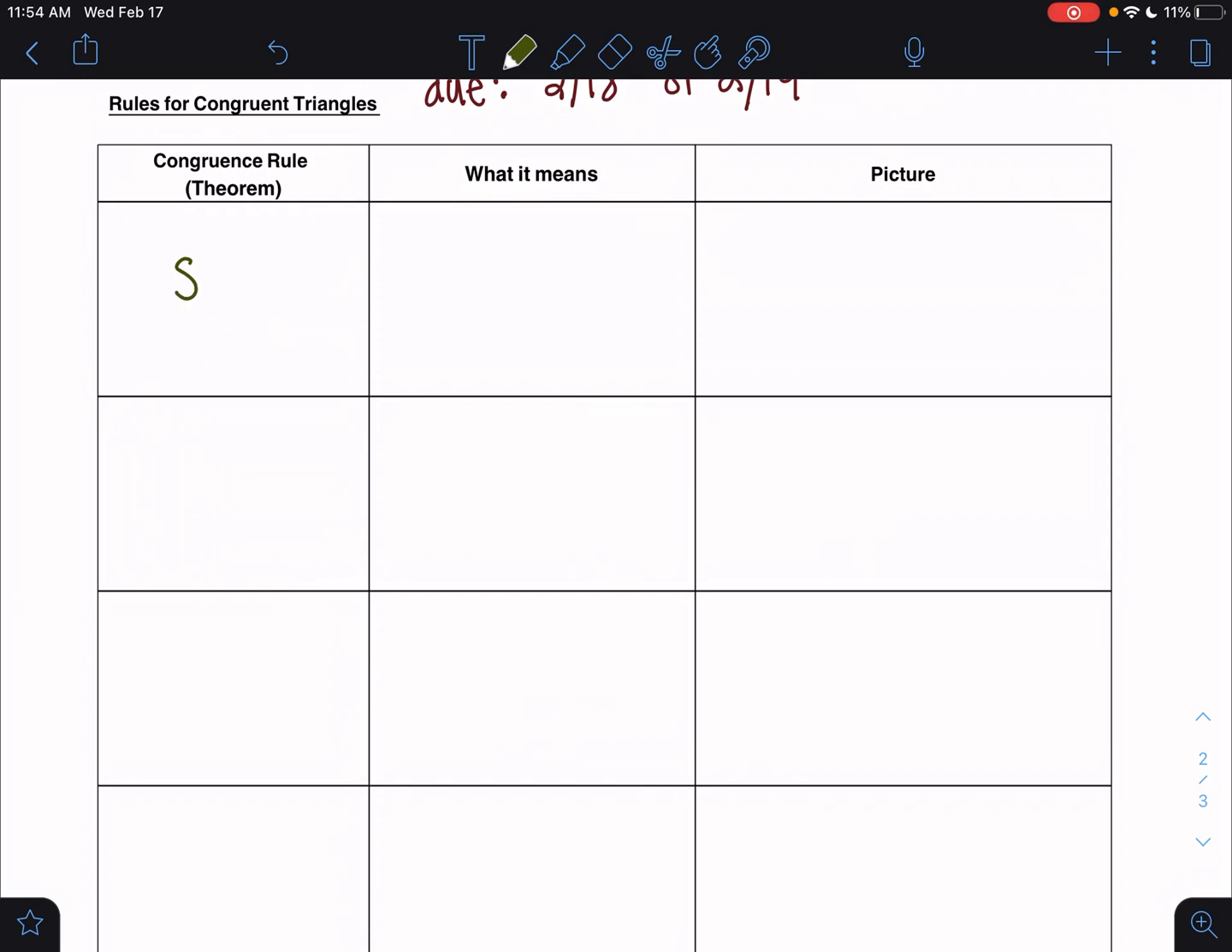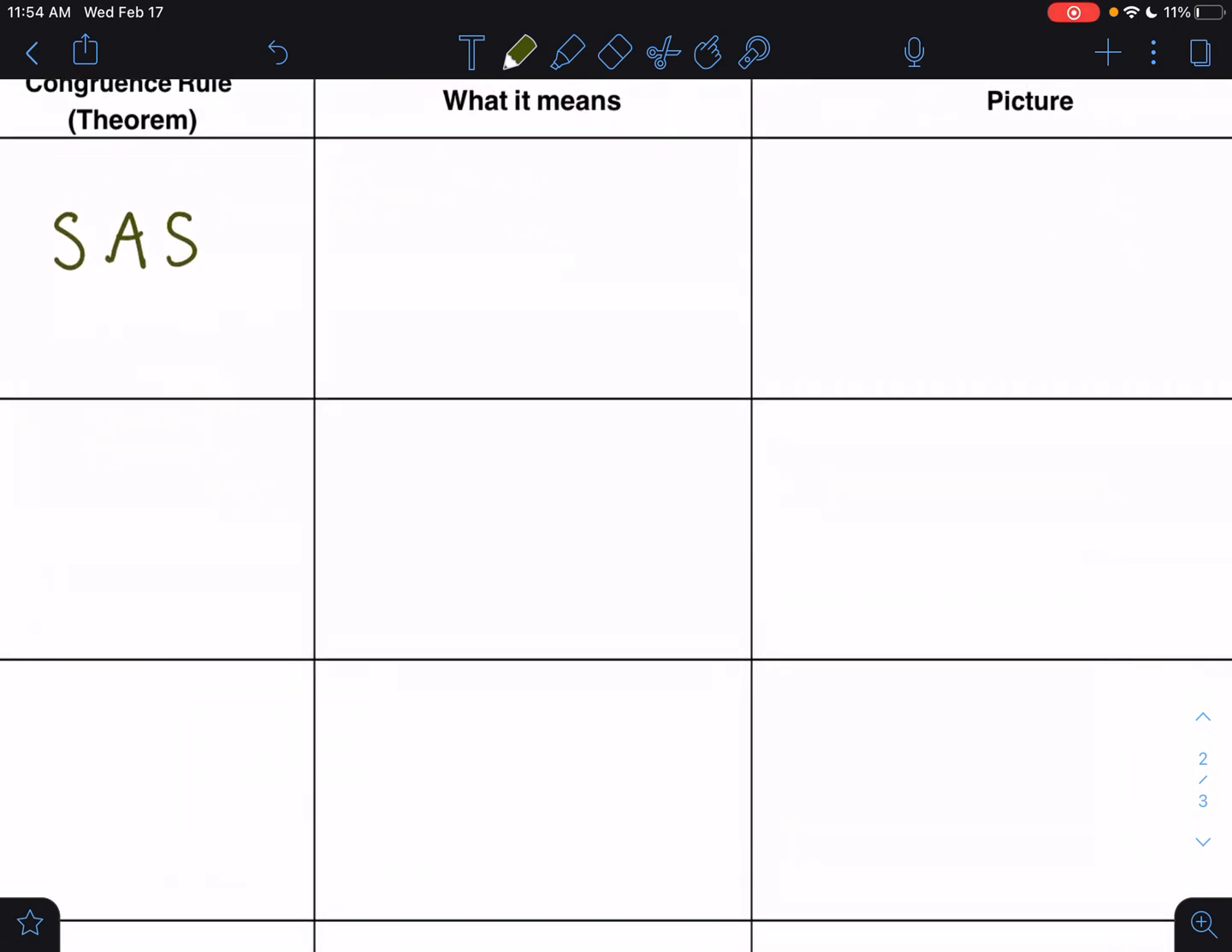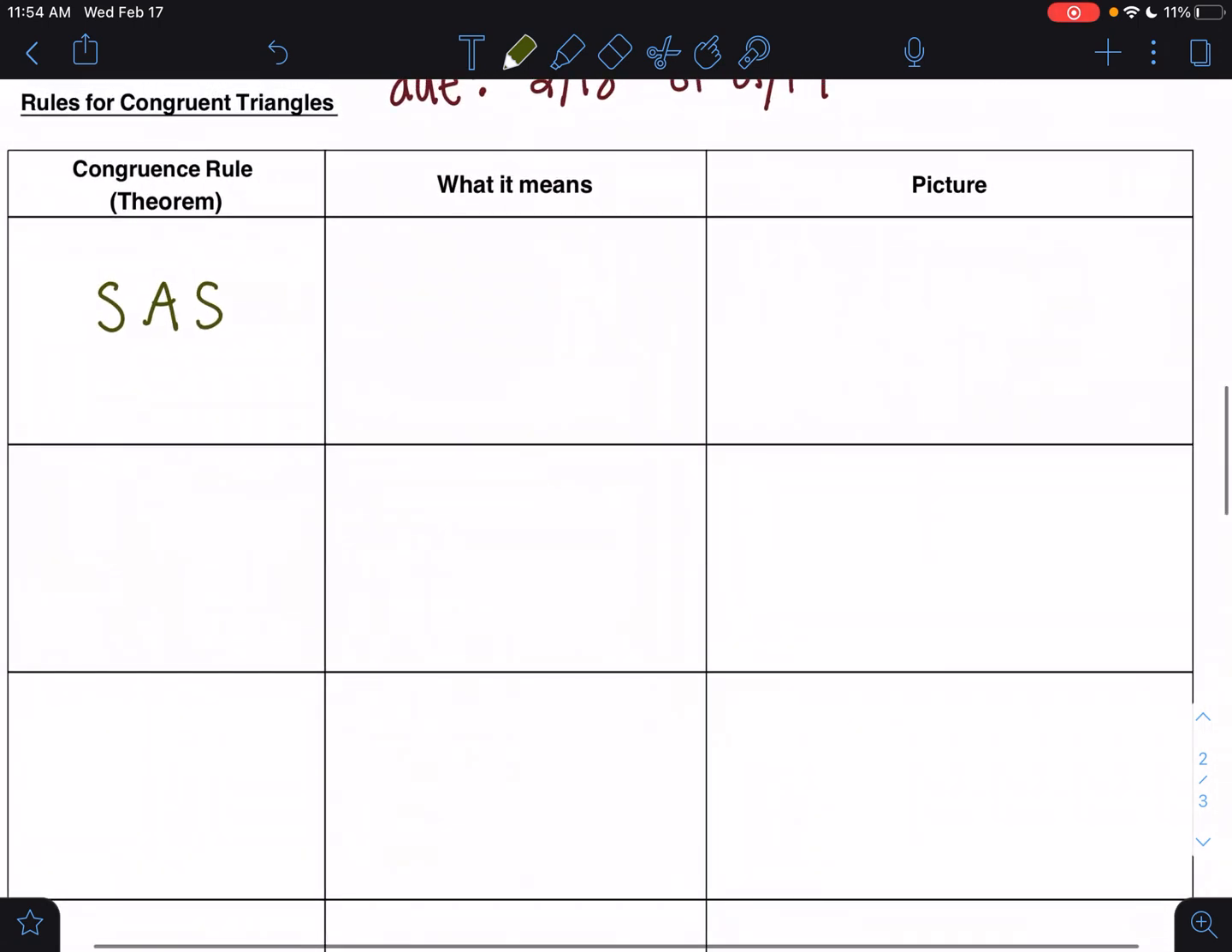So our first one is SAS. And what this stands for is side, angle, side. Now this has to do with the order, because it's going to be 2 sides and the angle between them is congruent.